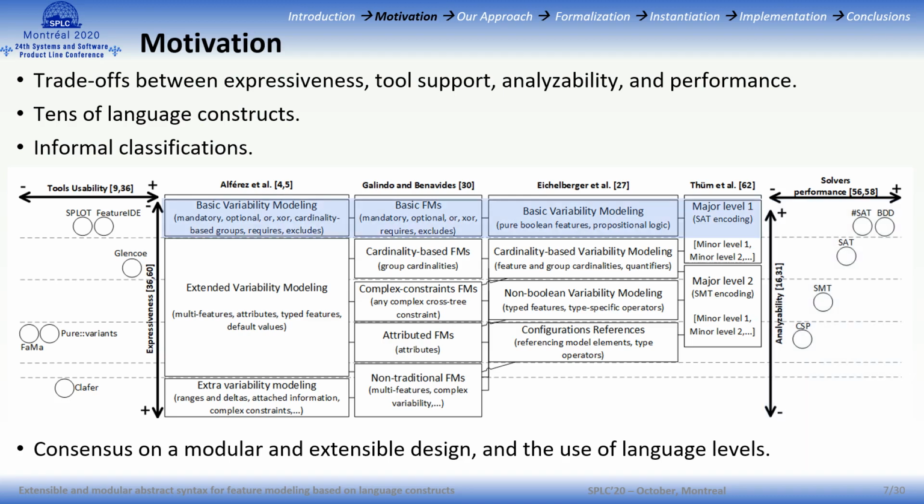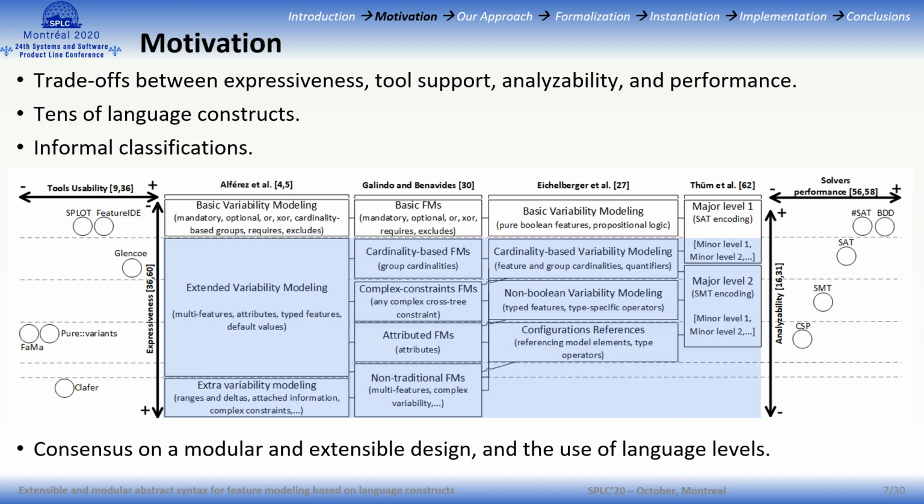Several informal classifications have been proposed to classify the language constructs based on their expressiveness. Everybody knows what we refer to when we talk about basic variability modeling. I mean the basic constructs that are often supported by all tools. But when the complexity of the requirements increases and more advanced language constructs are needed, it's not clear in the community the level of expressiveness, what language constructs each level should support, or the nomenclature of the different levels.